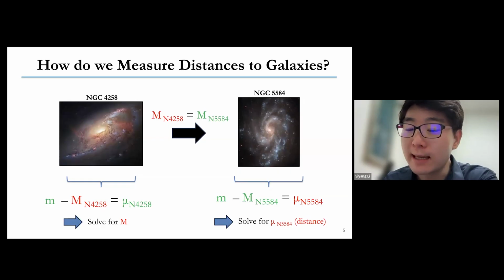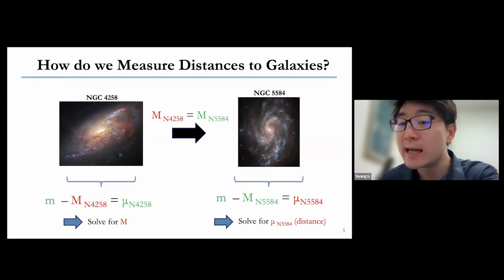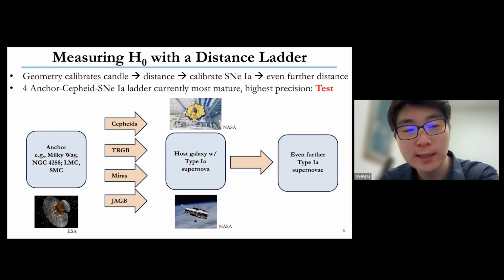In this case, we take this distance to, for instance, NGC 5584 using Cepheids, TRGB, JAGB, calibrate the intrinsic brightness of type Ia supernovae, and then use that information to measure distances to even further type Ia supernovae further into the Hubble flow. To summarize that, we first use geometric distances to calibrate the intrinsic brightness of our candle. We use that calibration to measure distances to further galaxies where we no longer have a geometric distance, and then we repeat that process.